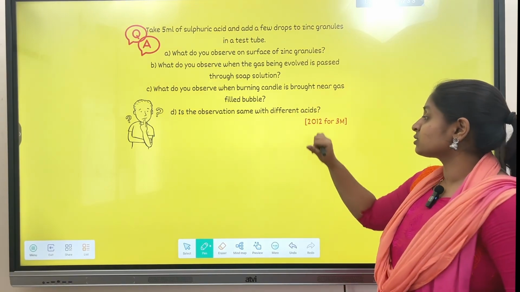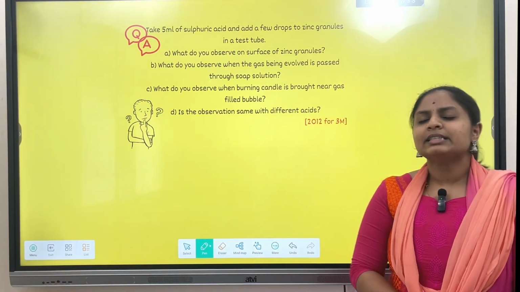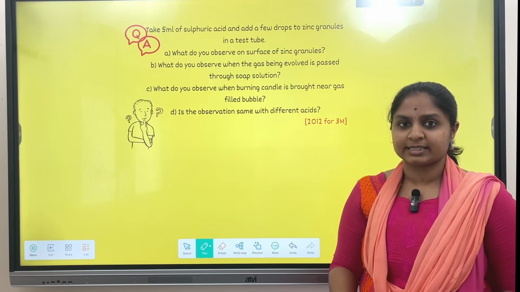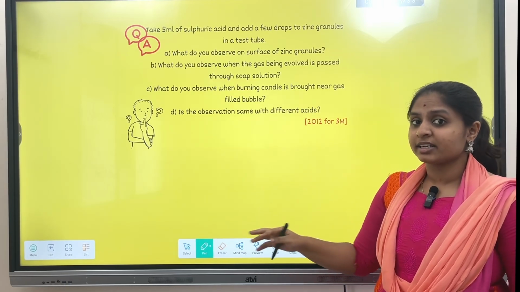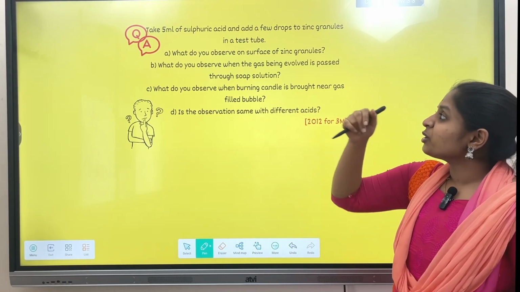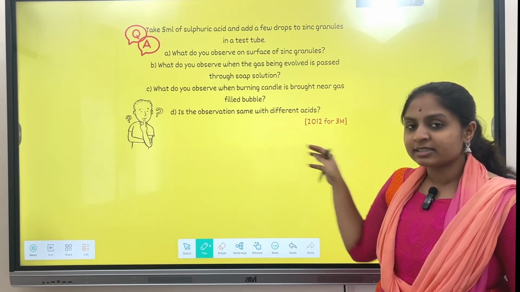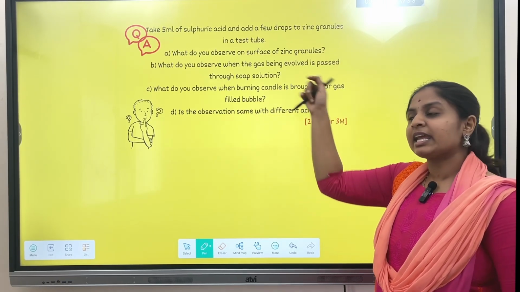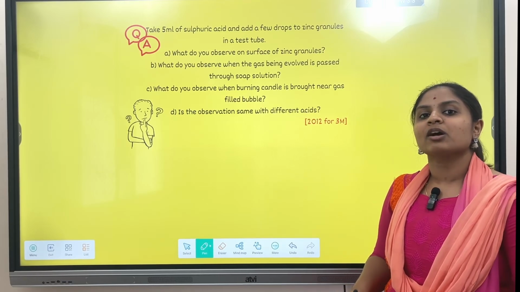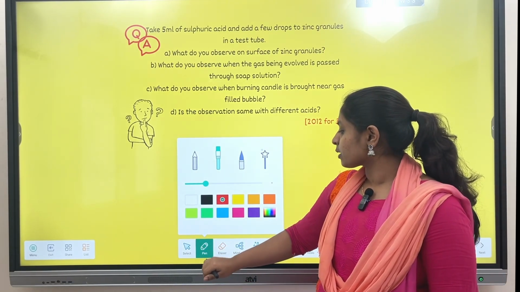This question was asked in 2012 for 3 marks. These kinds of questions are your most expected questions and they're really important, because though you might know the reaction, you might write the reaction, if you don't answer each and every part of the question, you will not be getting full marks. So what is the question?